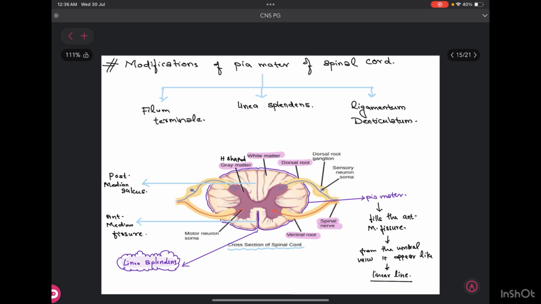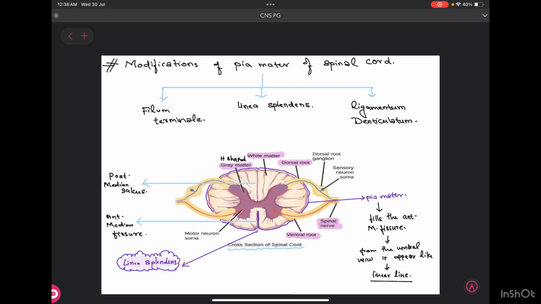And what are the other modifications of pia mater? It is a most important question in anatomy. What are the other modifications of pia mater? One we already know, that is the filum terminale. The second is linea splendens. And the third is ligamentum denticulatum.